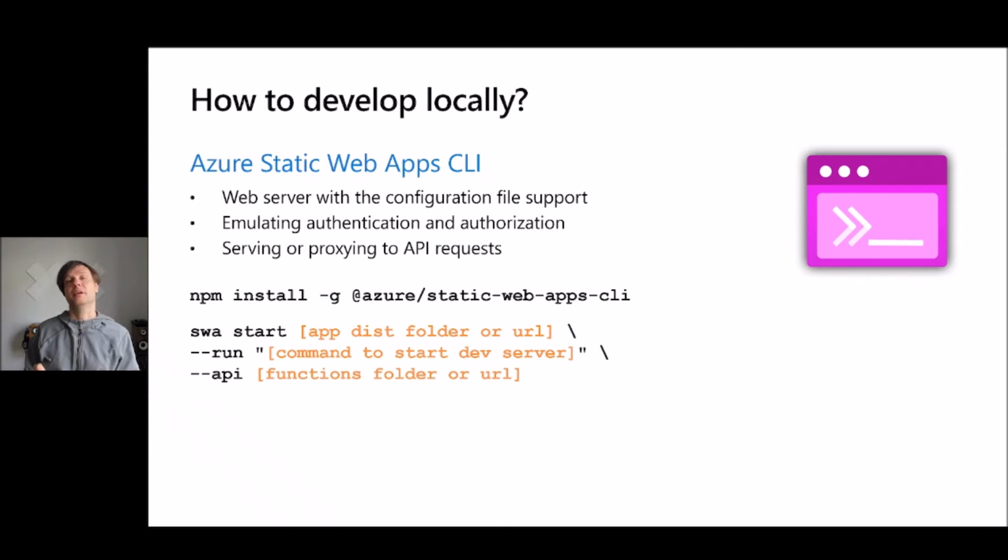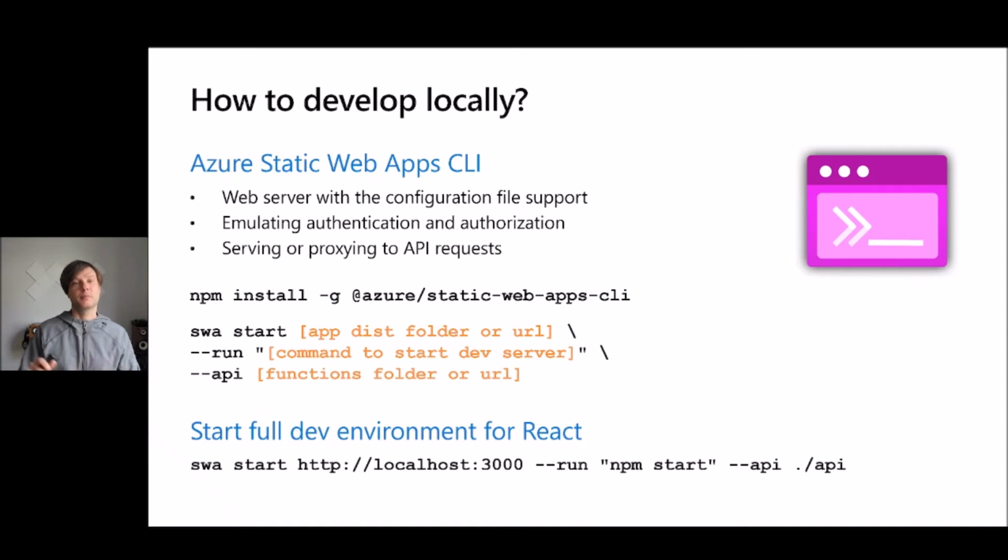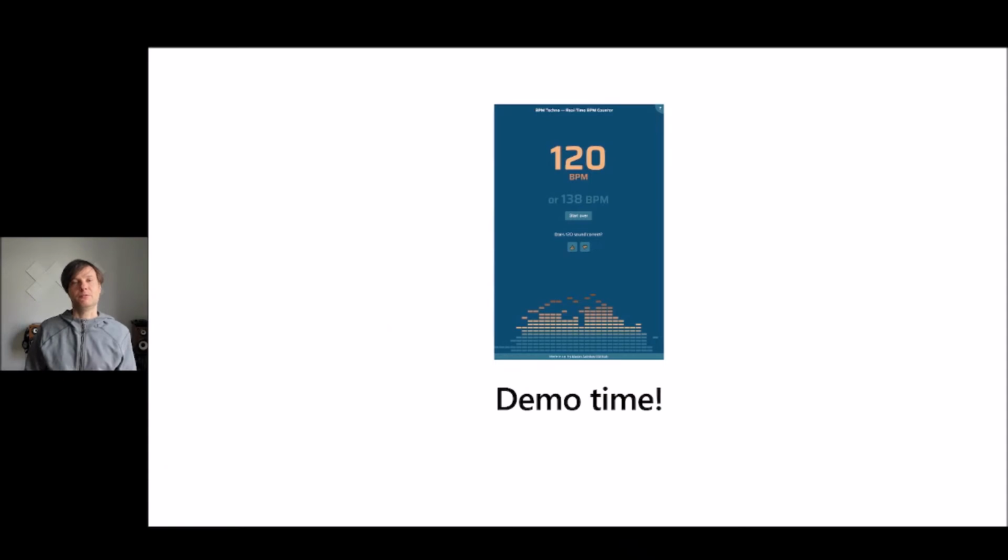So swa start, and you might want to pass a couple of parameters to explain better how your application is structured. For example, for the classic React application created using CRA, the Create React App library, it will look something like that. We point to the development server of React. We also specify the build command, so the whole environment starts with one single command like that, and also we point to the API folder. Okay, enough words. Let's check this in action.